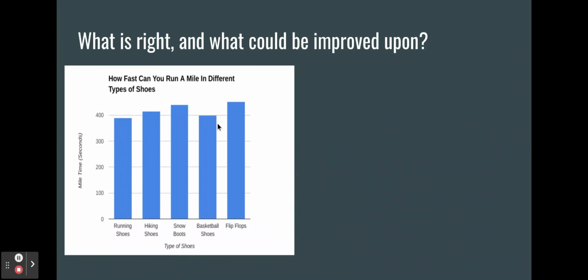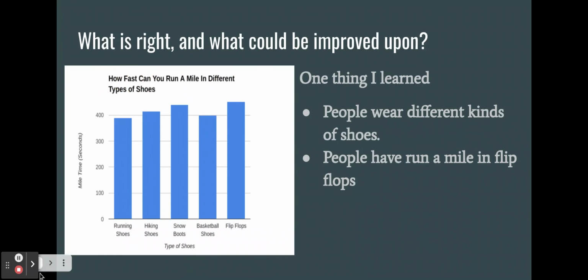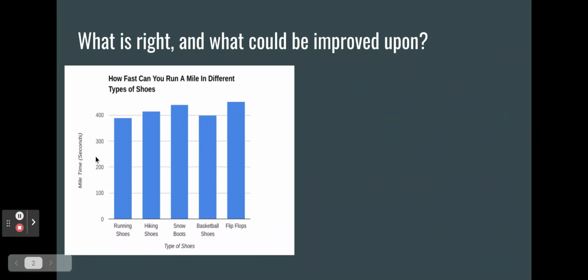So this first graph, the title up here states, how fast can you run a mile in different shoes? The independent variable on the x-axis is the type of shoes. So the experimenter is putting people in different types of shoes on purpose. The dependent variable is their time, how long it takes them to run a mile. So how long it takes to run a mile depends on the type of shoe a person is wearing. So we have the independent variable, the type of shoes, and the dependent variable, the time.